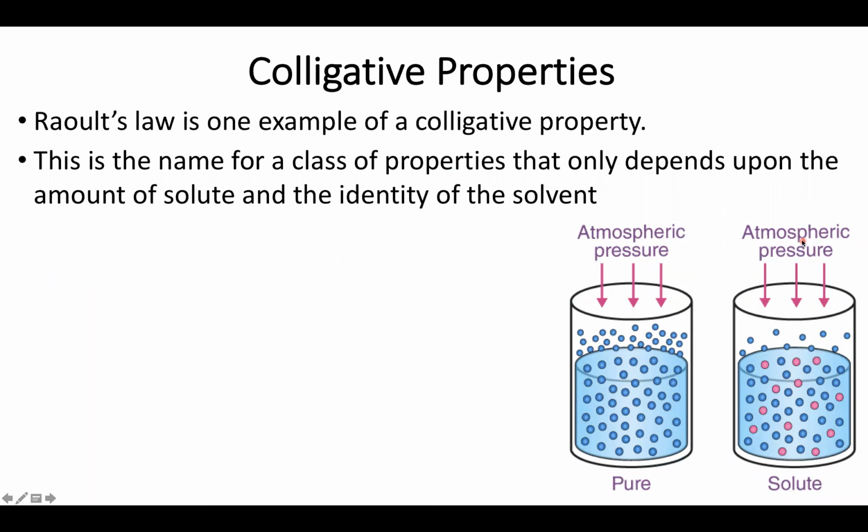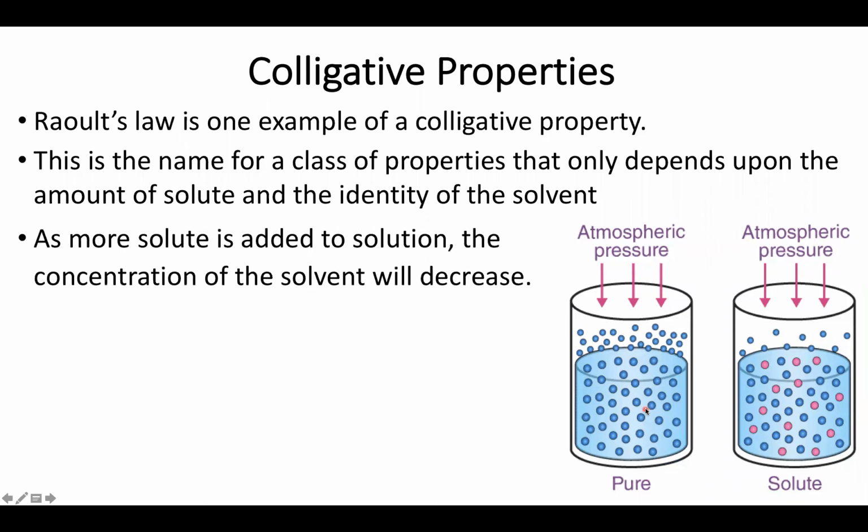only depends upon the identity of the solvent and the amount of solute I've added to it. So Raoult's law is a classic example of a colligative property because the vapor pressure of the solvent depends upon the solvent and the concentration. As I add more solute, we lower the concentration of the solvent, which affects things like vapor pressure. But it turns out it ends up affecting any number of other properties as well.